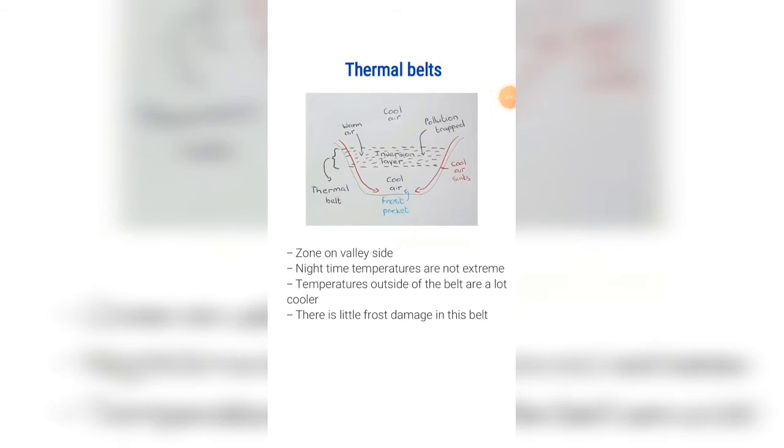Thermal belts are zones on the valley side where the nighttime temperatures are not extreme. So the temperatures above and below these zones get a lot cooler than the temperatures inside this zone. There is a lot less frost damage inside this zone. So if you were to farm with frost sensitive crops, you would farm inside this zone, because if you farmed above or below this zone, the frost would kill your crops.